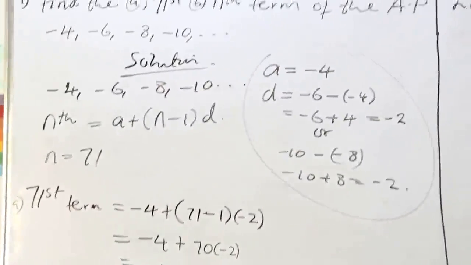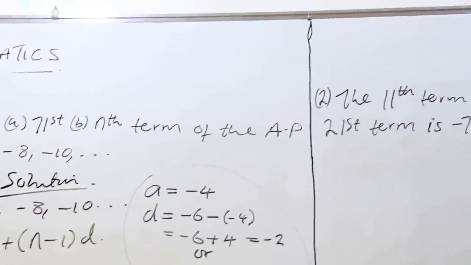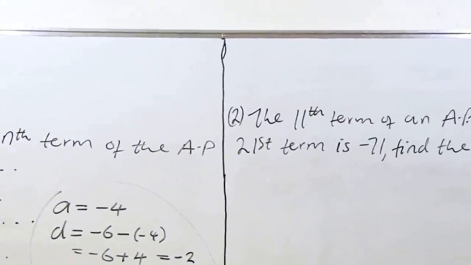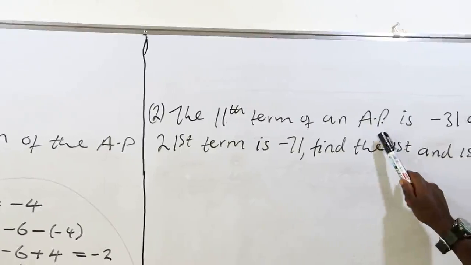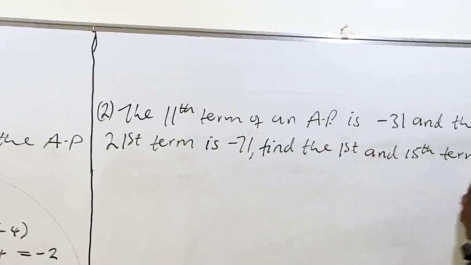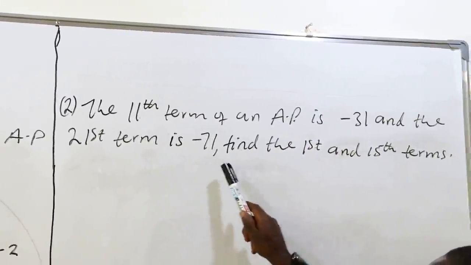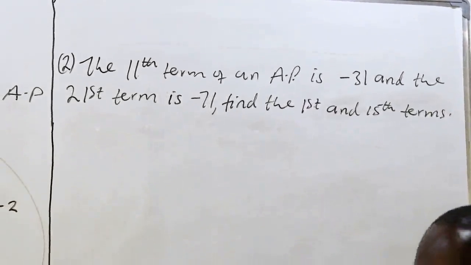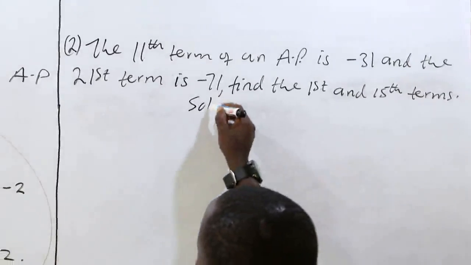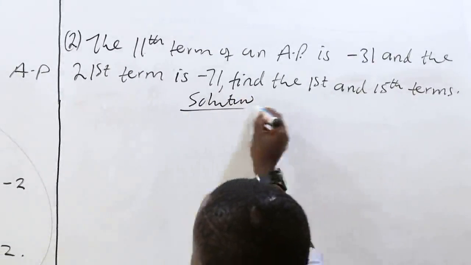Okay, we now have another question here, another simple question. The question reads: the 11th term of an AP is minus 31, and the 21st term is minus 71. Find the first and 15th terms. So let's see what this one will give us. Let's interpret the question bit by bit.